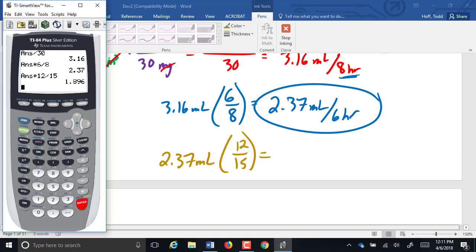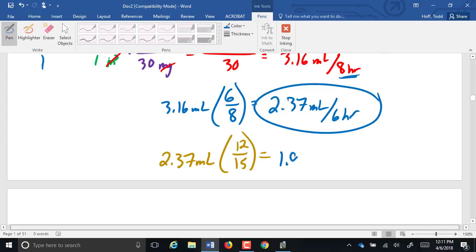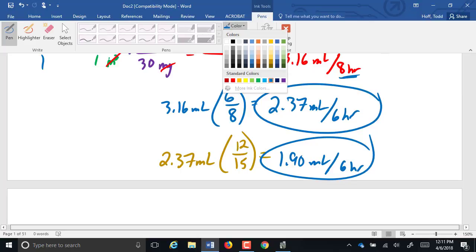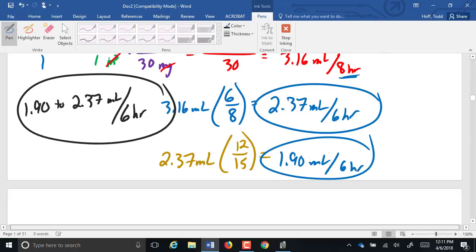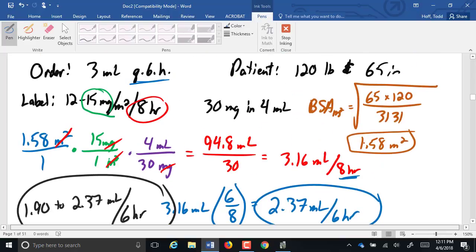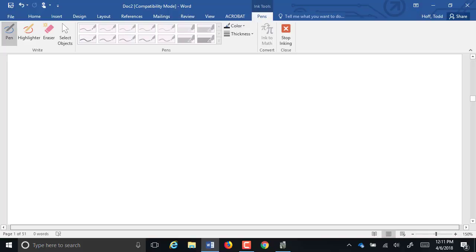So times 12 divided by 15 gives us, we're going to round that to 1.90 milliliters every 6 hours. So the safe range for this medication would have been 1.90 to 2.37 milliliters every 6 hours. So the doctor's order of 3 milliliters every 6 hours is a little high. So we would need to double check that dosage with them. Anybody have any questions on the dosage calculations for weight, body surface area, or IV?